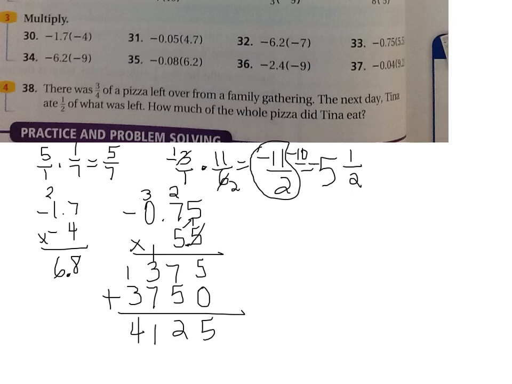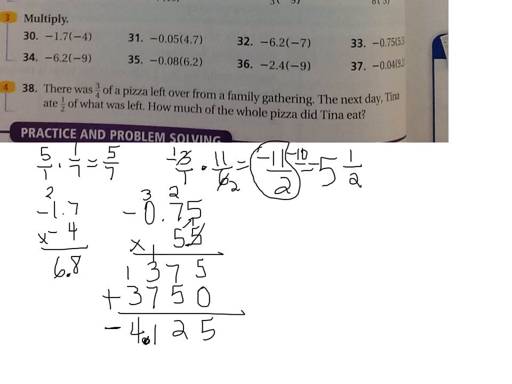How many decimal jumps are in your factors? 3, which means you need to do 3 decimal jumps in your product. Now, check your integer rules. You have a negative times a positive is a negative.